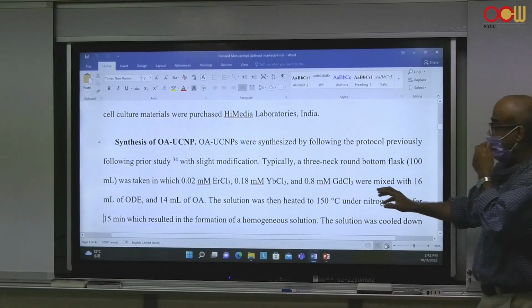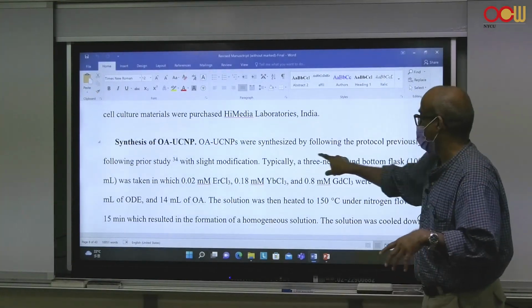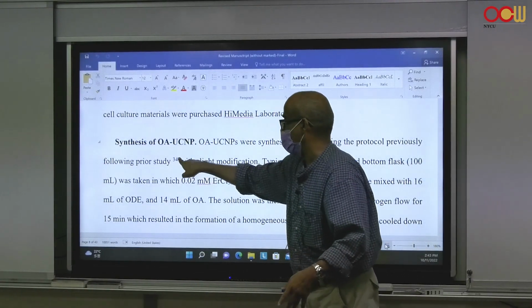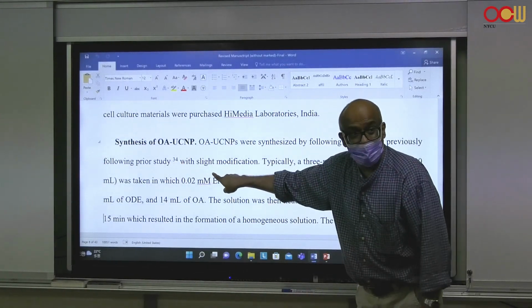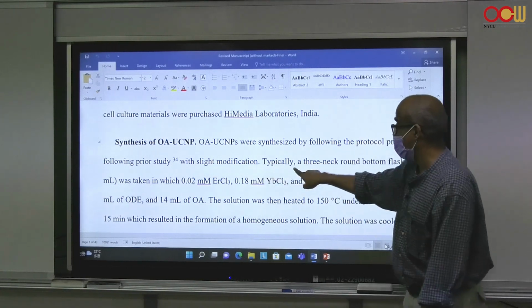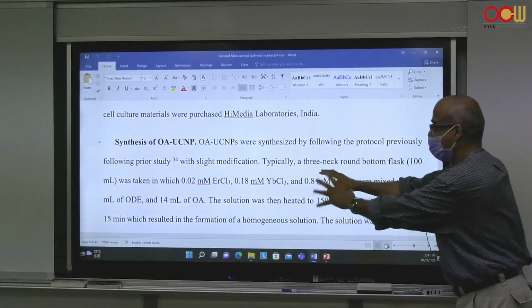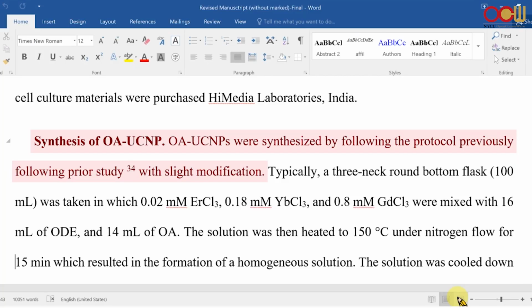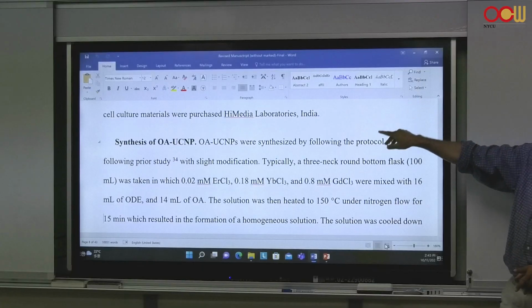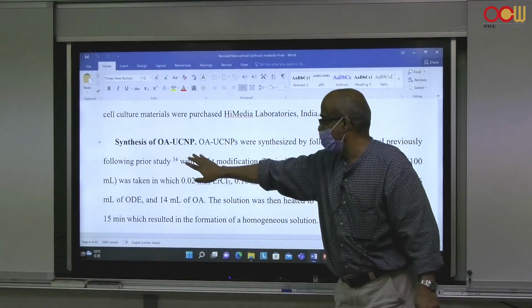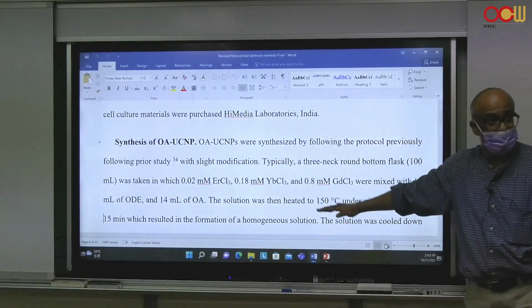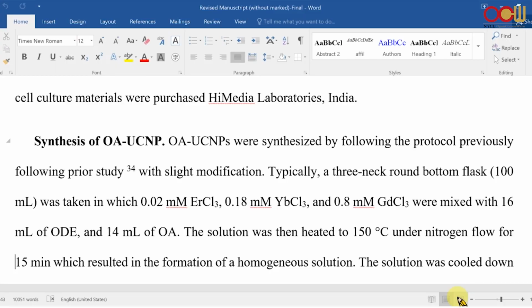Now you see, this is a process. So as I said, I am following a paper. So such was synthesized, previously published study, reference. And then I say with slight modification. What modification? So typically a 3-neck round bottom, and then I take that much and that's this much. So the first line is this. Previously published, I give a reference. Then I write, I have done some modification, so I will write it later. This is how we do it. So this is a process.